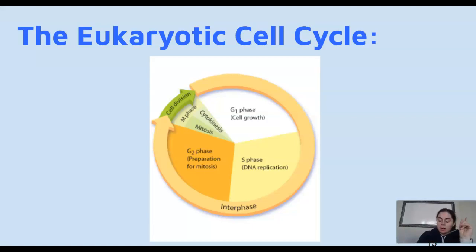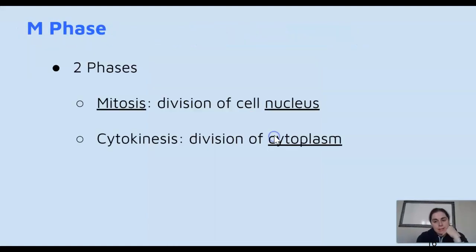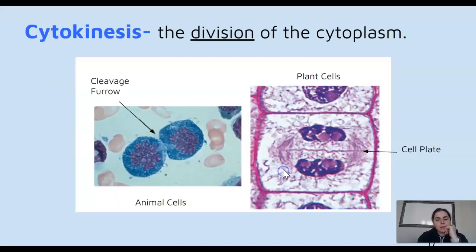Something similar happens, but under a different name, for plant cells, and I'll get to that in a moment. So our two phases are mitosis, division of the cell nucleus, and cytokinesis. Just remember cyto and cyto: cytokinesis is the division of cytoplasm. So here's that cleavage furrow I was talking about in animal cells.